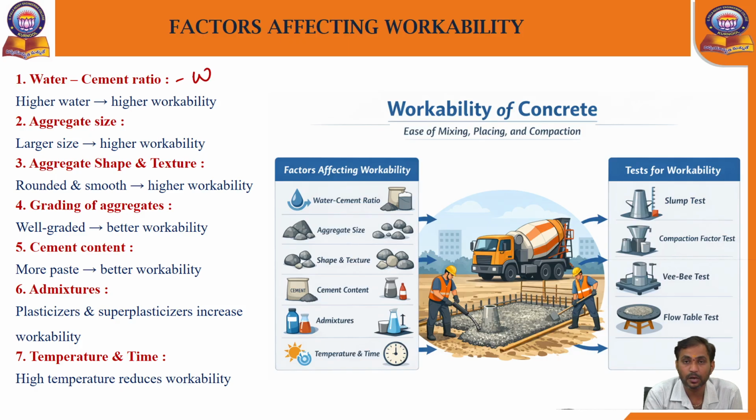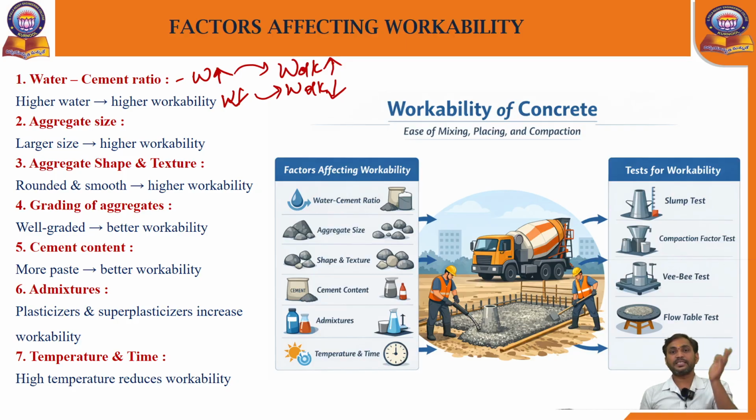If you are taking water content high, then workability also increases to a high level. Simple. The water cement ratio: if you take more water content, the workability will increase. For example, if the water quantity is less, the workability also decreases. How it works depends on the water cement ratio taken, which is 0.4 to 0.6. Easily you can relate here.